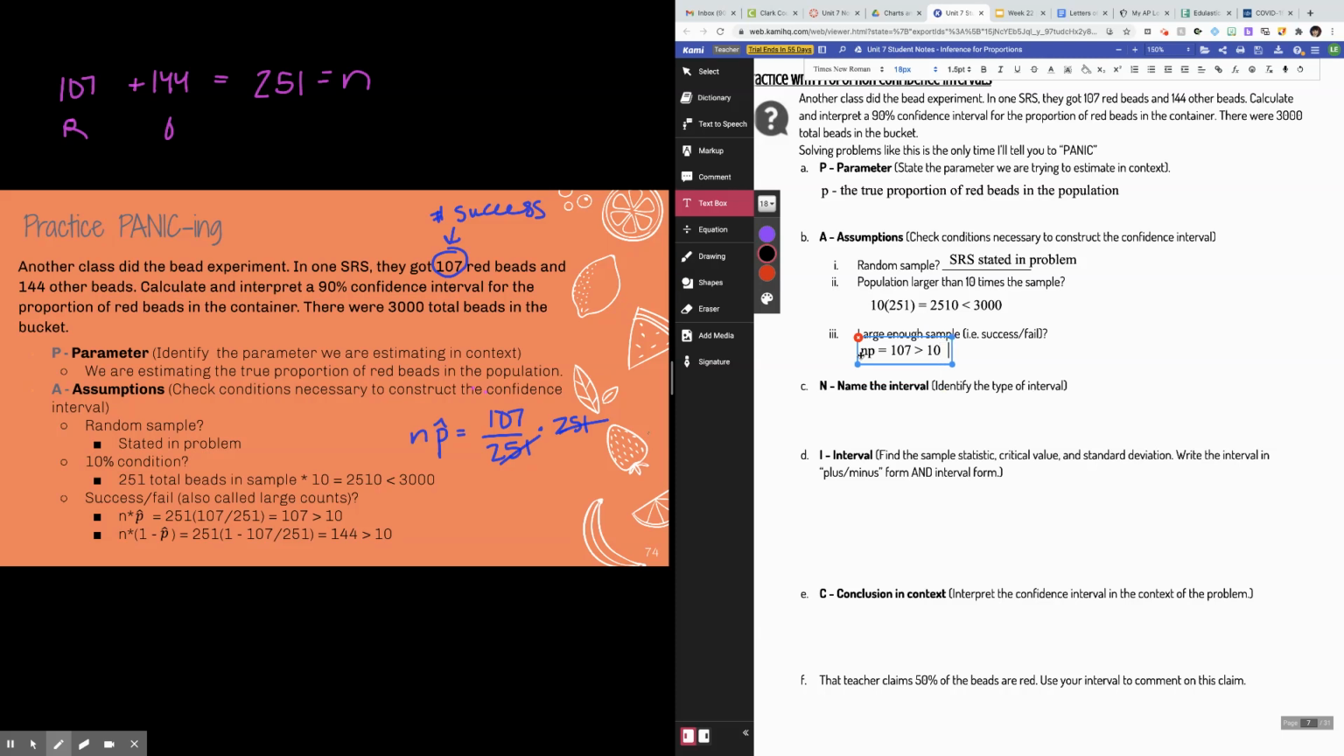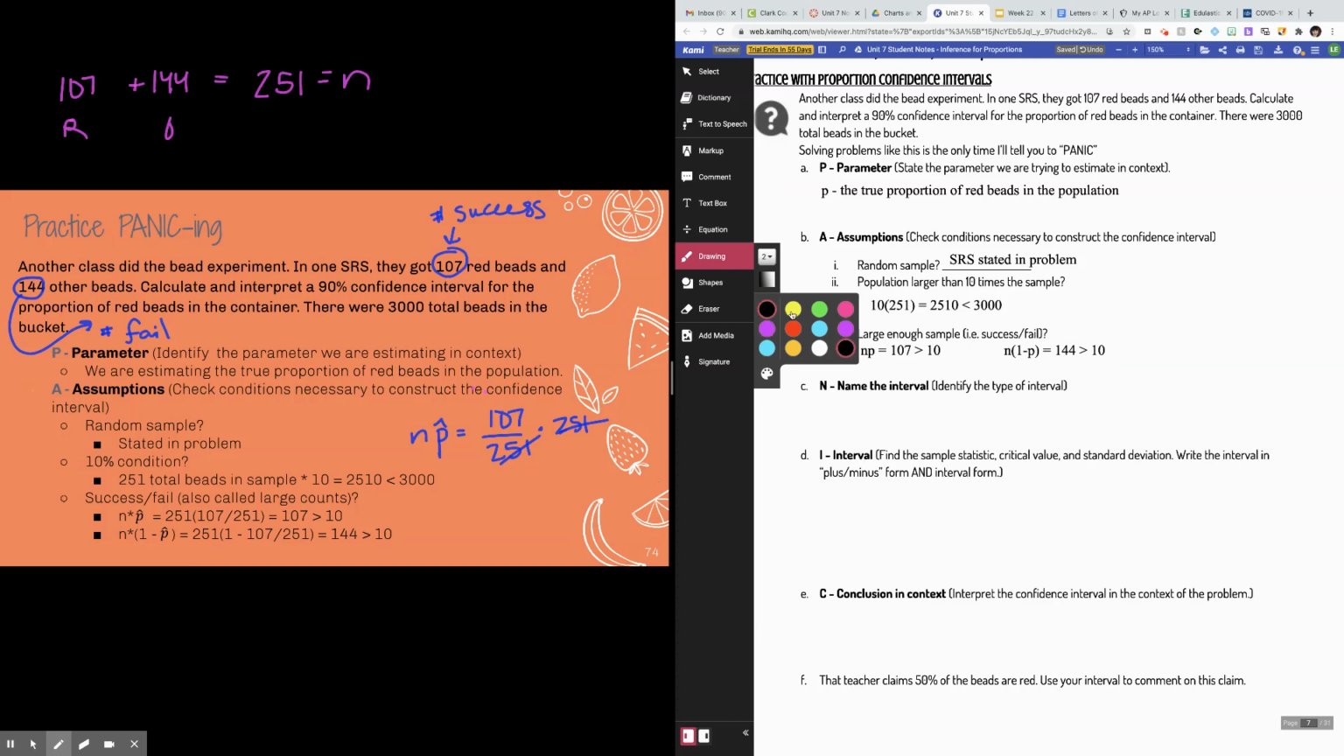And then my n times 1 minus p hat, and remember that's your number of failures, this is your number of failures. Okay, so this is a great example of work smarter, not harder. Don't do all the calculation just to end up back where you started with information that they gave you in the problem. Okay, so that value is 144, which again is obviously greater than 10.